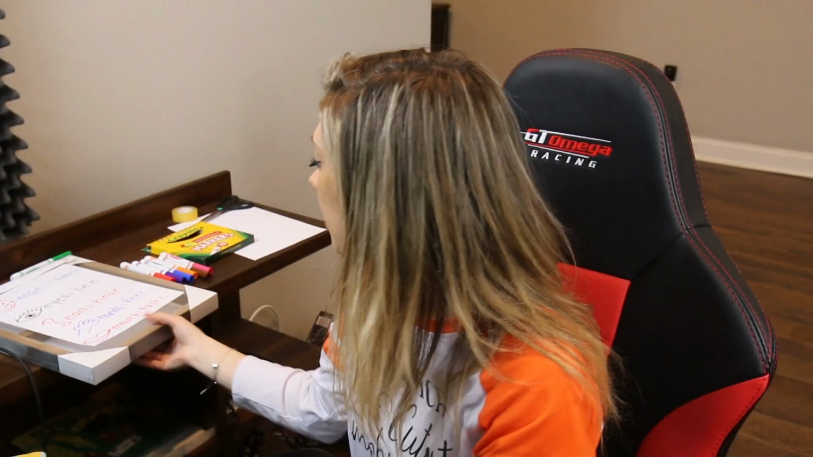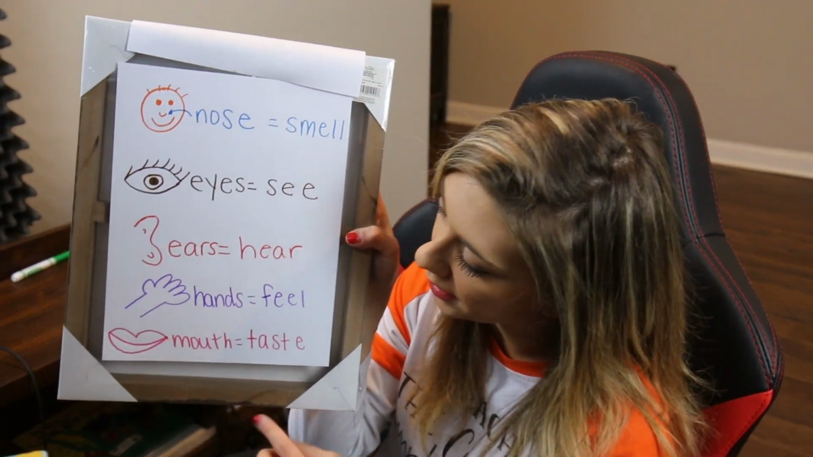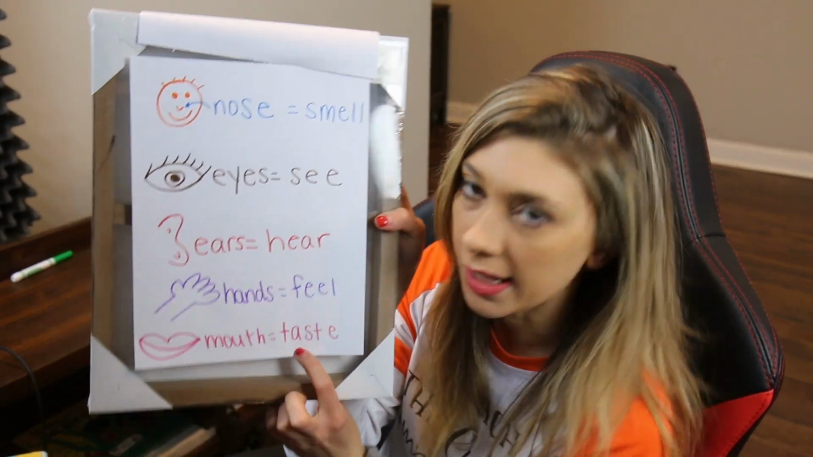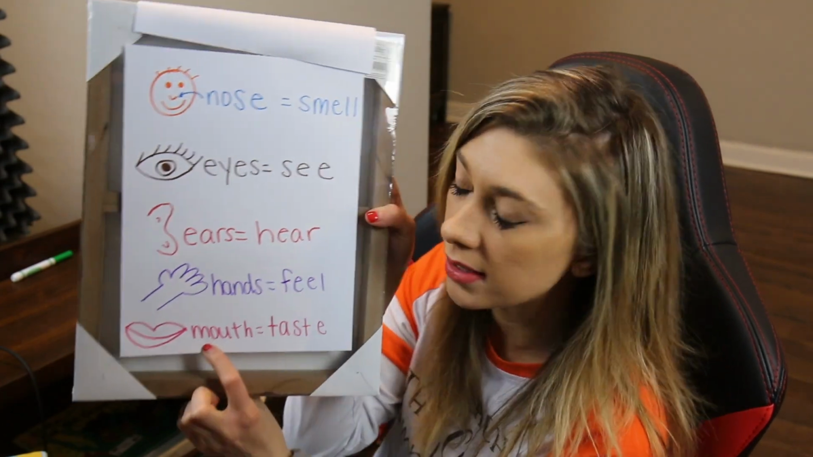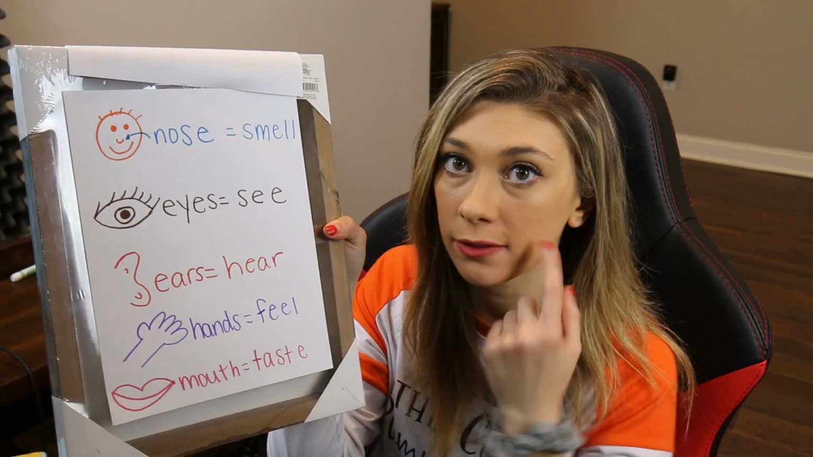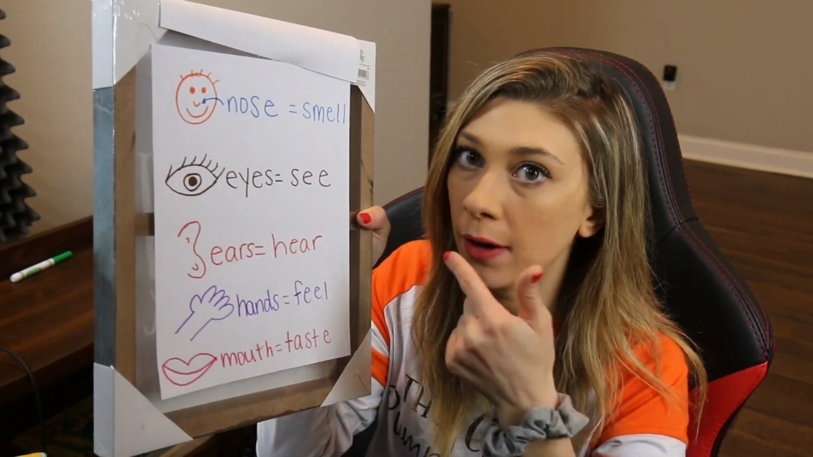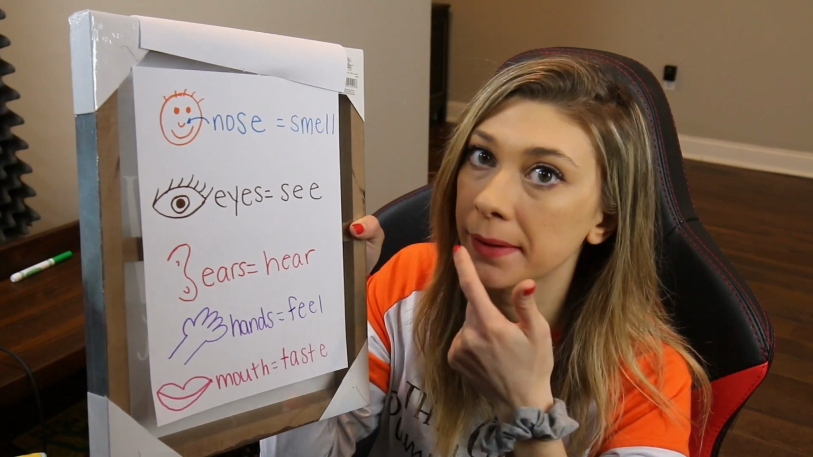Okay, so let's see what the next sense that we're using is. The lion is using taste. He's tasting, so he's using his mouth. So everybody point next to your mouth. Don't point on your mouth. Point next to your mouth. This is your mouth. Right here.